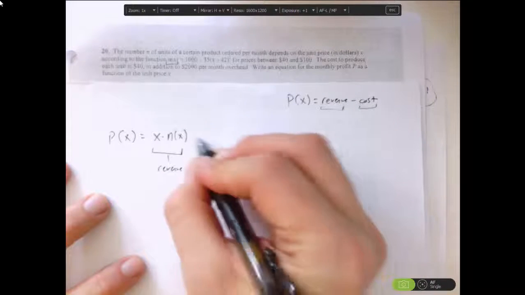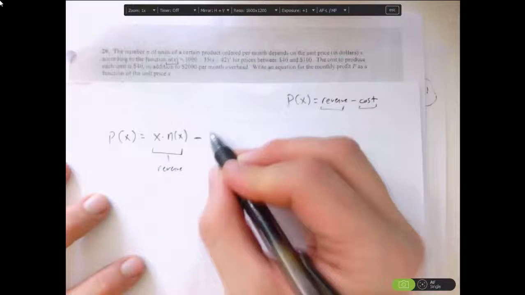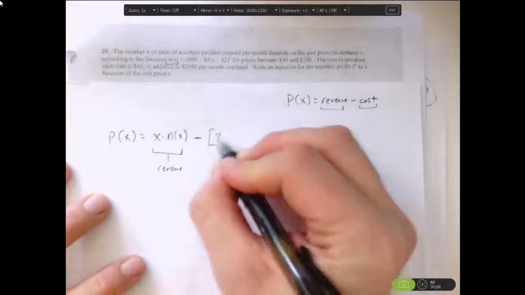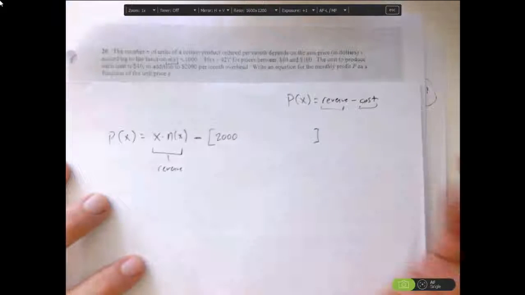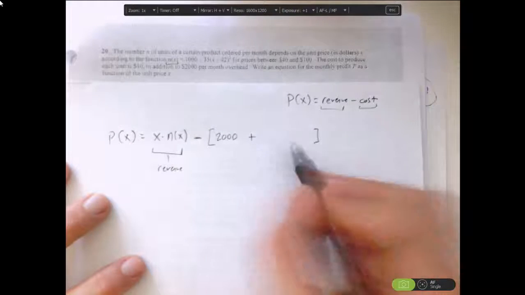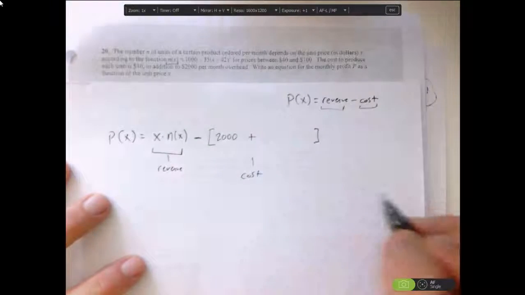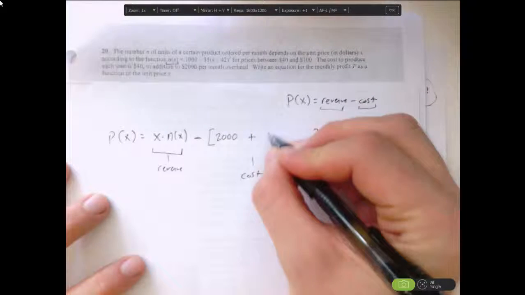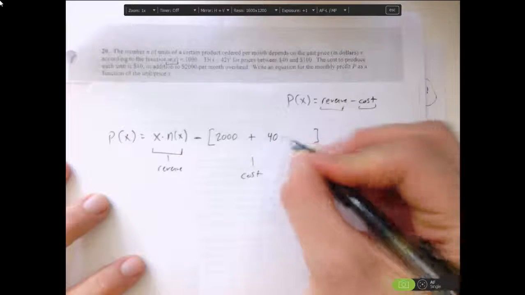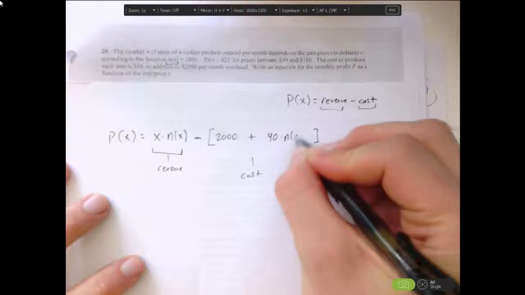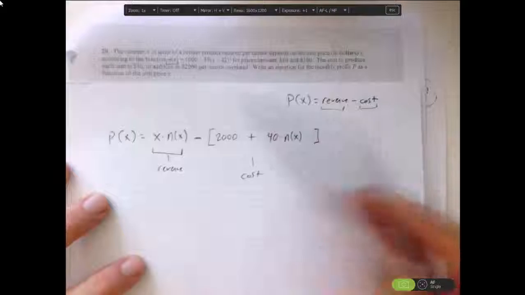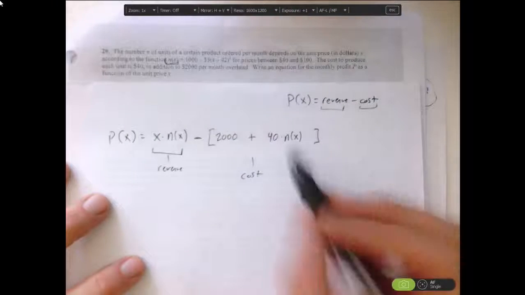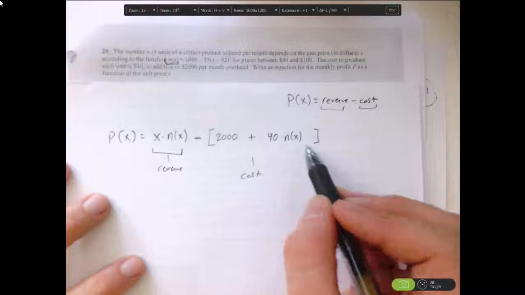All right, cost. What are my costs here? So I've got to think of two kinds of costs. I've got the $2,000 per month, that's my fixed cost. But I also have another cost, which is how much does it cost me to make this stuff. I said each unit costs $40. How many units do I have? I've got n of x units. See how I'm not even using the equation? I'm thinking about what does this equation represent? N of x just represents the number of units.